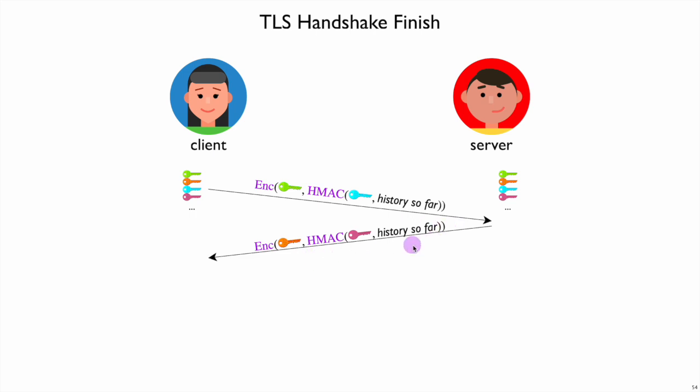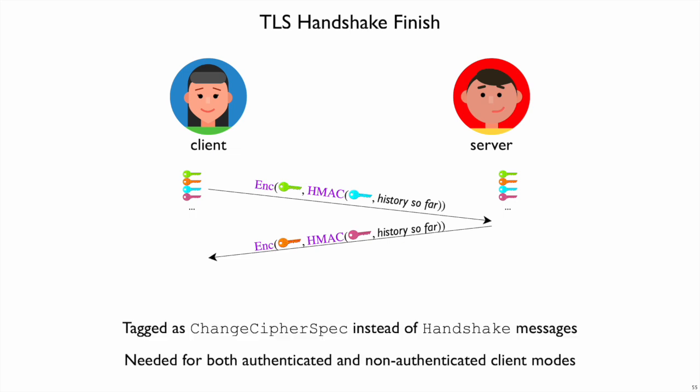So this step should look familiar. We did it already in the client authenticated case, but if we are not in client authenticated mode, then this finishes up that connection between the client and server and makes sure they agree, and so we need it for both of those modes.